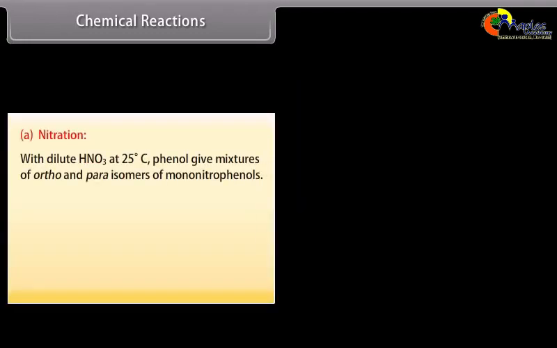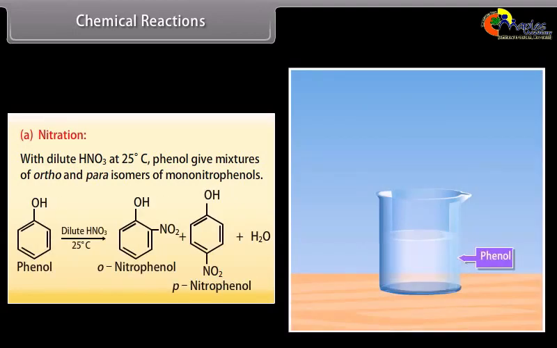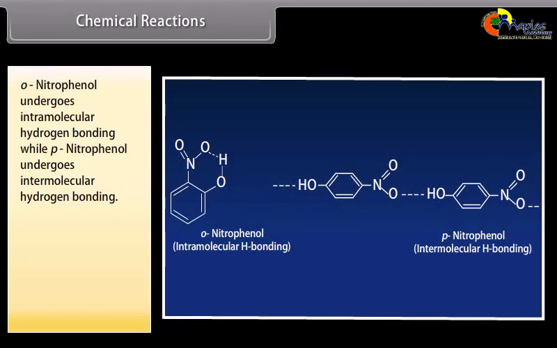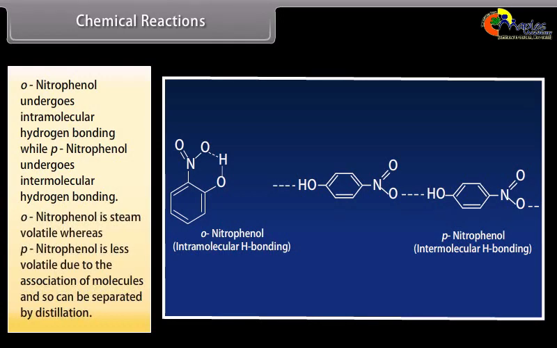Nitration. With dilute nitric acid at 25 degrees Celsius, phenol gives a mixture of ortho and para isomers of mononitrophenols. Ortho-nitrophenol undergoes intramolecular hydrogen bonding, while para-nitrophenol undergoes intermolecular hydrogen bonding. Ortho-nitrophenol is steam volatile, whereas para-nitrophenol is less volatile due to the association of molecules and so can be separated by distillation.